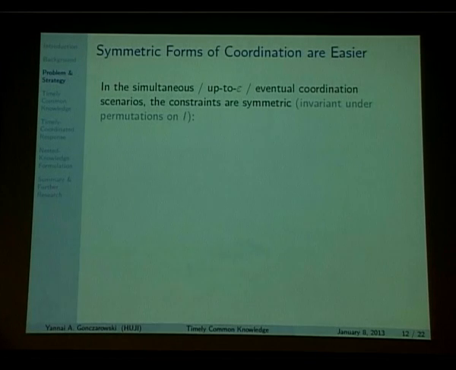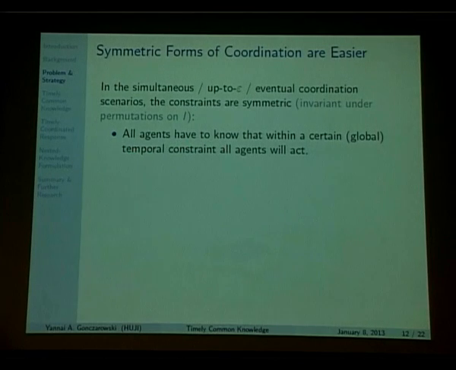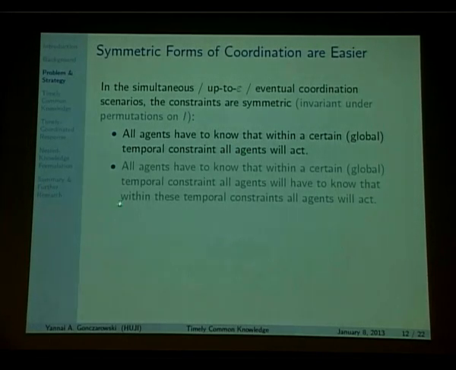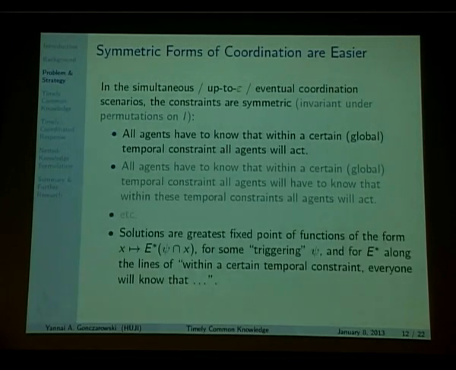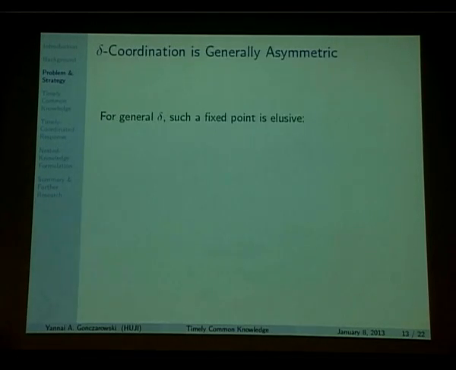Because in the fixed points analyzed and defined by Halpern and Moses, all agents had to know that within a global temporal constraint, up to epsilon, simultaneously, whatever, all agents will act. And so all agents had to know that within this constraint, all agents will act, and so on. So this was a fixed point of something like x maps to everyone, up to within a certain temporal constraint, will know that psi and x. You take the fixed point of this, and it pretty much solves the problem.